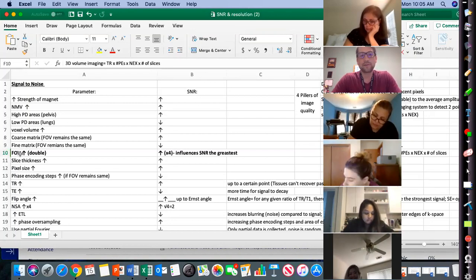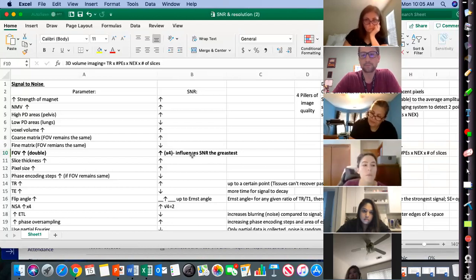All right, row 10, field of view. If I double my field of view, my signal is going to increase by 4. And what's the rationale behind that? Because you doubled it on the length and the width. Good. Or you could say in MRI terms, the phase encoding direction and the frequency encoding direction. Good. So that's going to increase by 4.